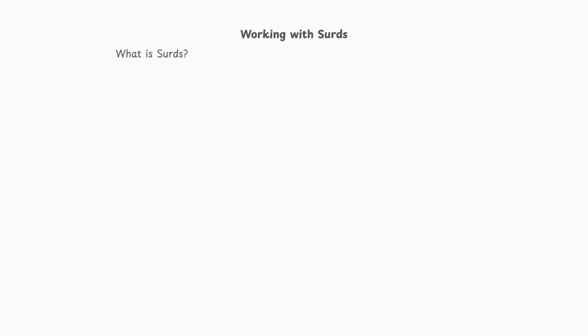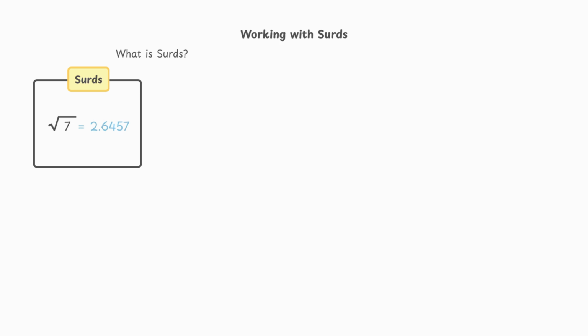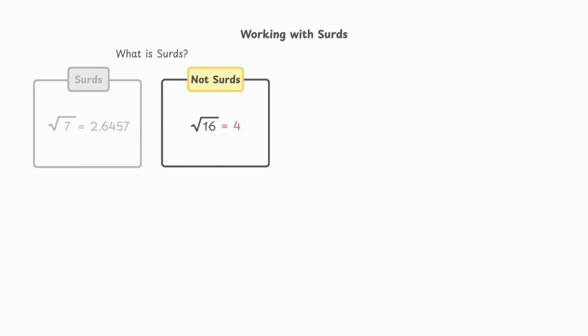A surd is an irrational number involving a square root that cannot simplify to a whole number. Let's take a look at an example. For instance, square root of 7 is a surd. We know its approximate value is 2.6457, but we keep it as square root of 7 for precision. Now, square root of 16 is not a surd. This simplifies perfectly to 4, a whole number, so it's not considered a surd.